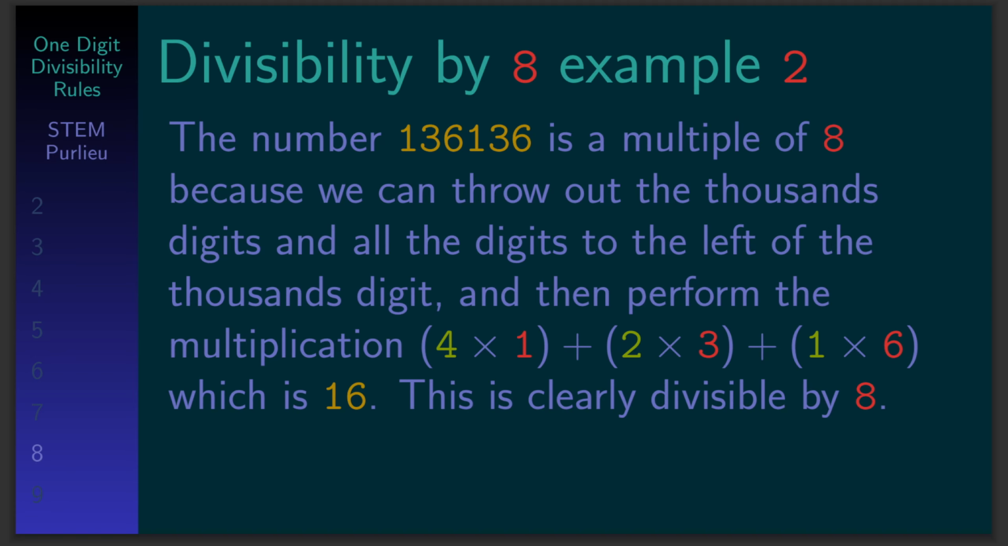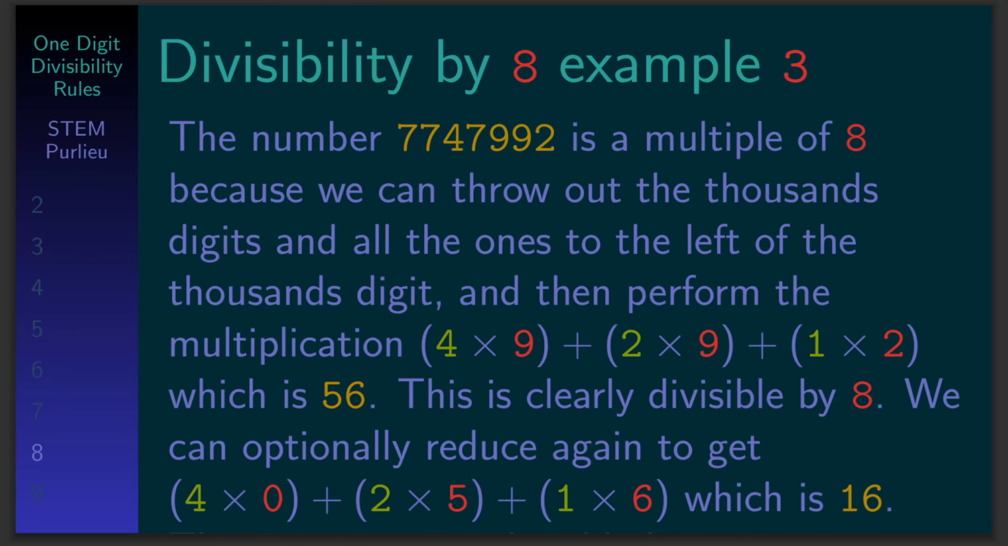The number 136136 is a multiple of 8 because we can throw out the thousand digit and all the digits to the left of the thousand digit, and then perform the multiplication 4 times 1 plus 2 times 3 plus 1 times 6, which is 16. This is clearly divisible by 8.